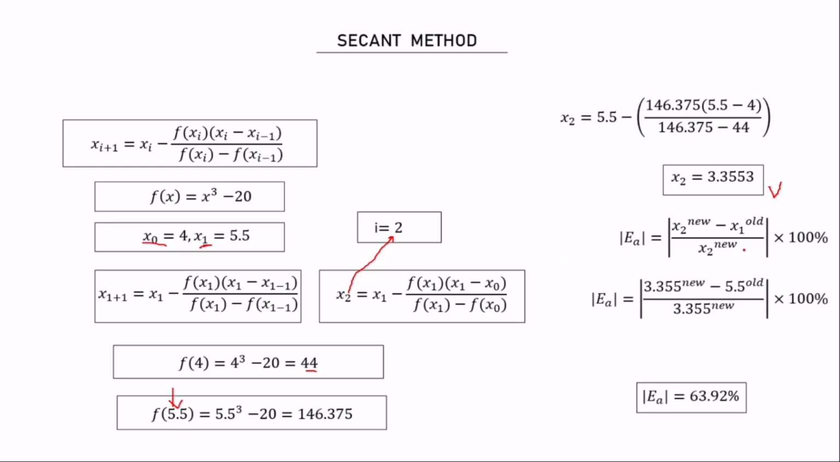So you can try i equal to 3, whereby x3 is equal to x2 minus the function value of x2 times x2 minus x1, all over the function value of x2 minus the function value of x1. The same thing applies when you're finding x4: x4 is equal to x3 minus the function value of x3, bracket open, x3 minus x2, all over the function value of x3 minus the function value of x2.